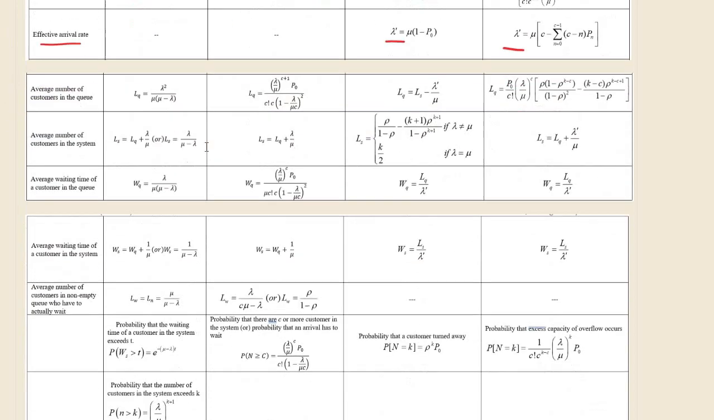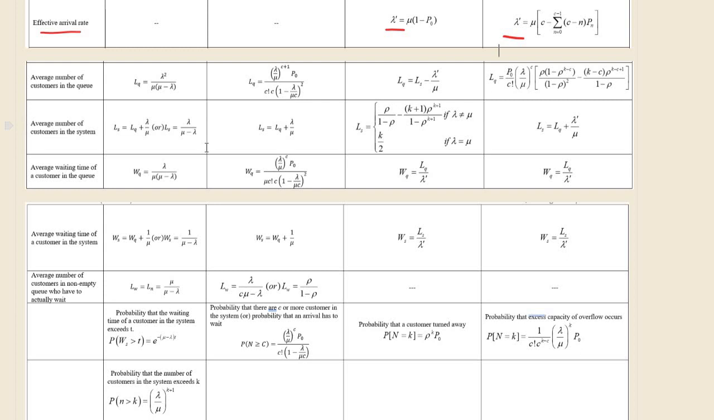The average number of customers in the queue is denoted by Lq, and the average number of customers in the system is represented here, along with the average waiting time of the customer. While finding Lq, Ls, Wq and Ws, you can use Little's formulas, so you don't need to memorize all the formulas. It is better to memorize just these: Lq for the first model, Ls for the second model, and the corresponding ones for the third and fourth models.